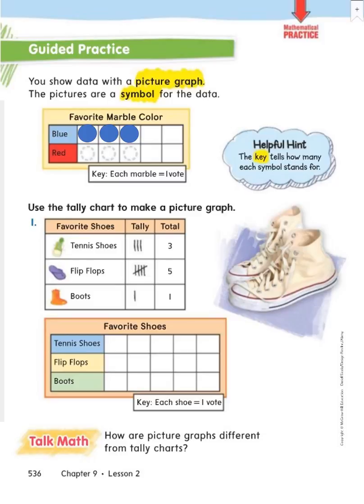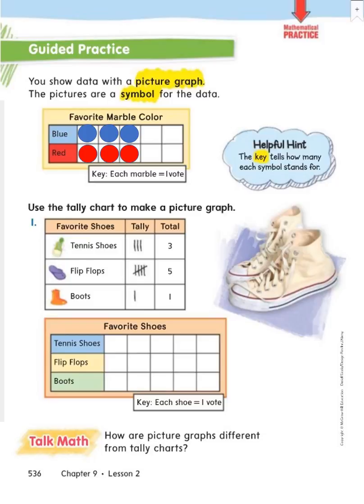Well, we can use blue circles. And 3 people said red, so we can use red circles. We could use yellow circles for all of them. Each of these things that we put in a box equals one person's vote. So if you look at this chart with the blue and red marbles, how many people answered a question about their favorite marble color? Hopefully you said 6.